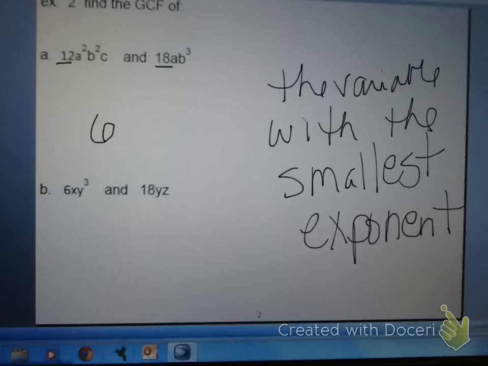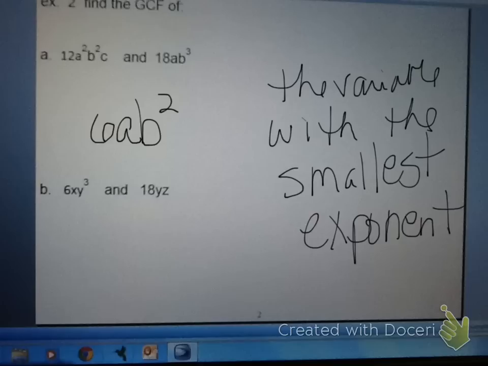So we have an a squared and an a, so it'll be an a. We have a b to the second and a b to the third, so it'll be b to the second. We have a c in this term, but we don't have a c in the other, so c is not part of it.